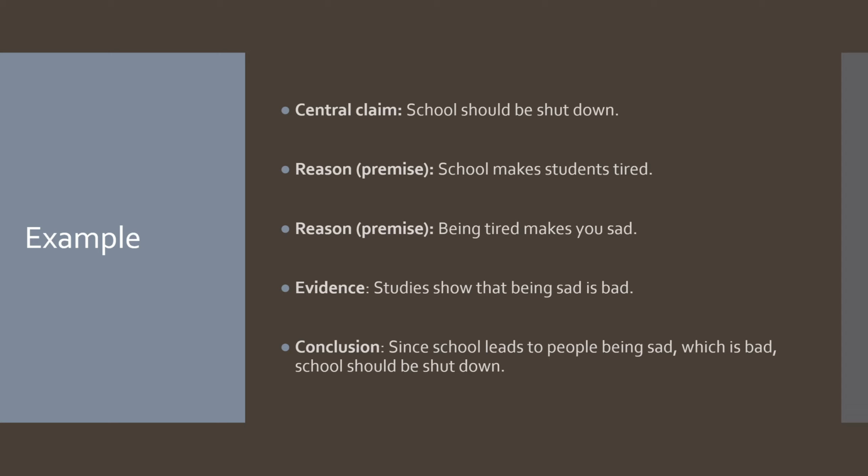And then to further substantiate our argument, we have a study that shows that being sad is a bad thing and shouldn't happen. And then our conclusion that is derived from these premises is that since school leads to people being sad, which has been proven to be bad, schools should simply be shut down. That's a very basic way of approaching it. But it gives you the initial idea.